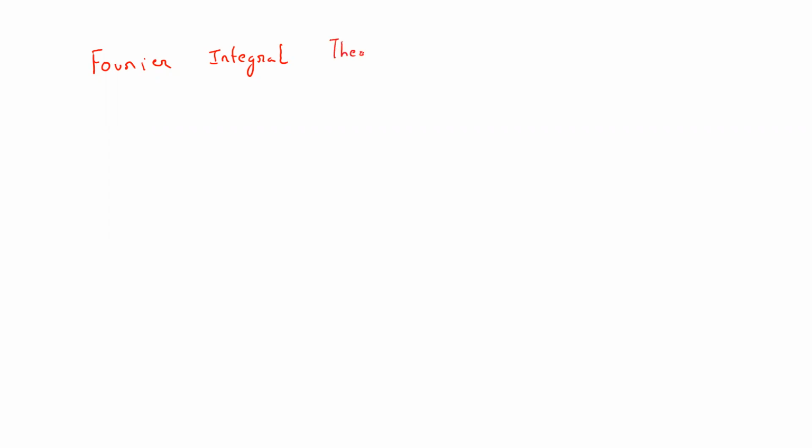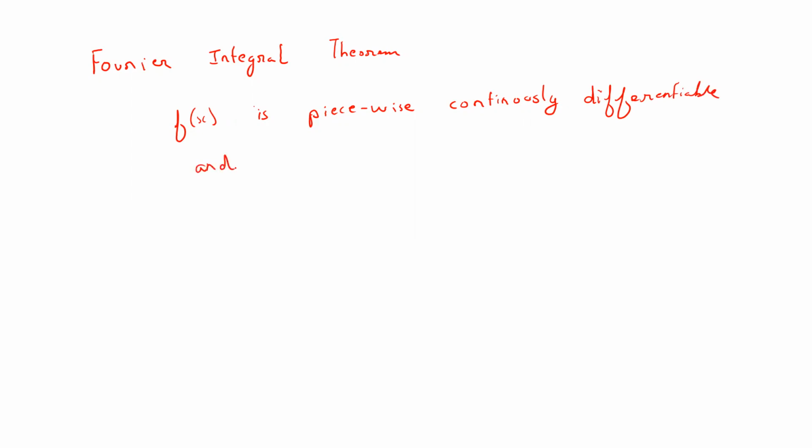Fourier integral. If f of x is piecewise continuous, differentiable and absolutely integrable in minus infinity to infinity, it just means that it is an analytic function, and therefore f of x is given by this integral.